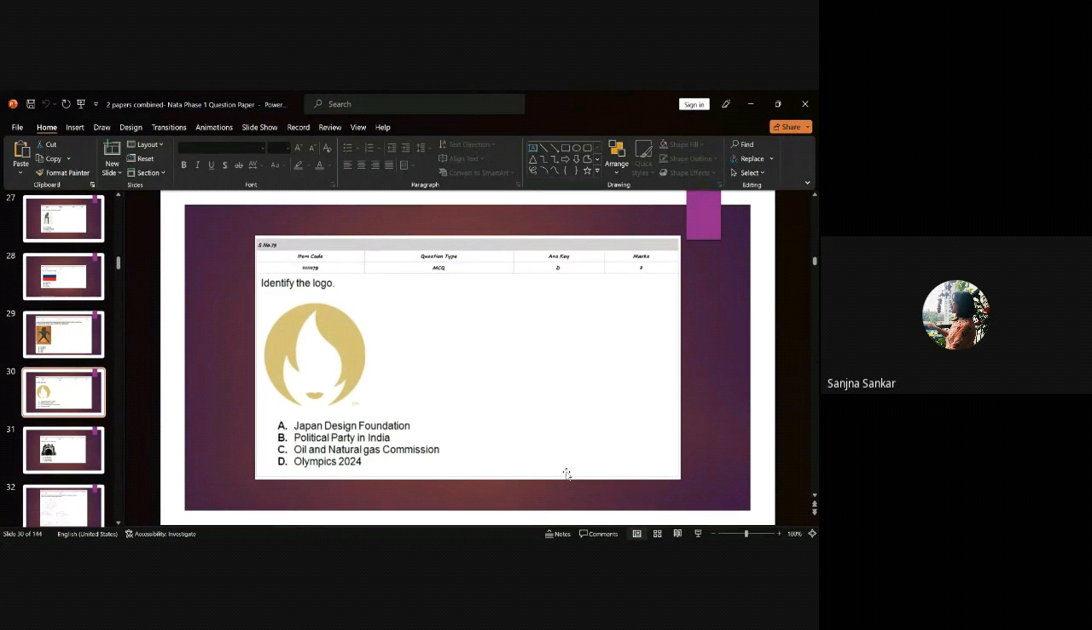It combines three iconic symbols in the logo. One is the gold medal. The second is the flame. And the third is Marianne. Marianne is a cherished symbol of revolution of the people in France. The Paris 2024 Olympics will be held from 26th July to 11th August. So the correct answer is option D, Olympics 2024.